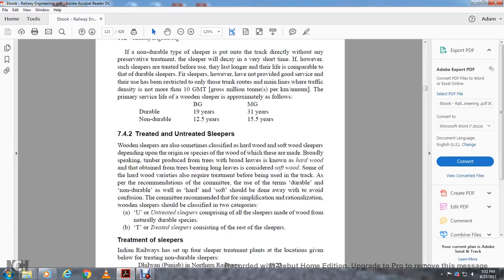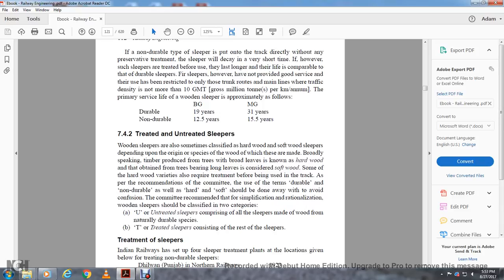7.4.2 Treated and untreated sleepers. Wooden sleepers are also sometimes classified as hardwood and softwood sleepers, depending upon the origin of the wood with which they are made. Broadly speaking, timbers produced from trees with broad leaves are known as hardwood, and those obtained from trees bearing long leaves are considered softwood. Some of the hardwood varieties require treatment before being used on the track. As per the recommendation of the committee, the use of durable and non-durable as well as hard and soft should be done away with.